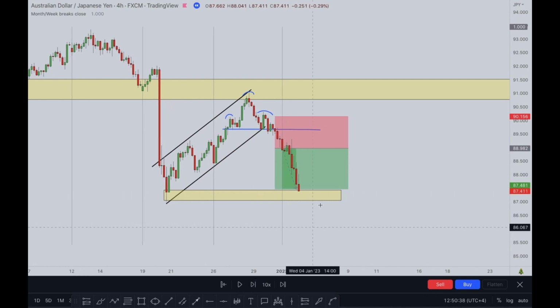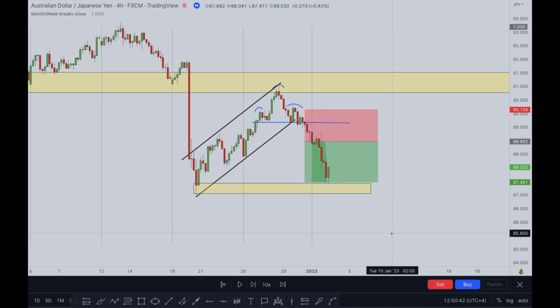Price just came down to hit our take profit, right? So this was a very simple trade that we took at the beginning of the week. It was shared in the group and people were able to capitalize from this trade. So going forward on this pair, what can we also expect?